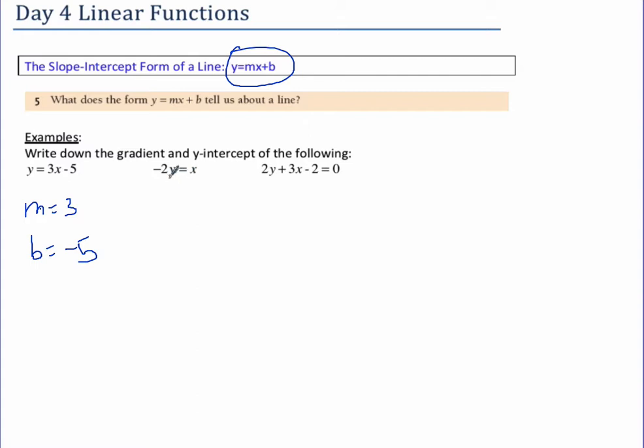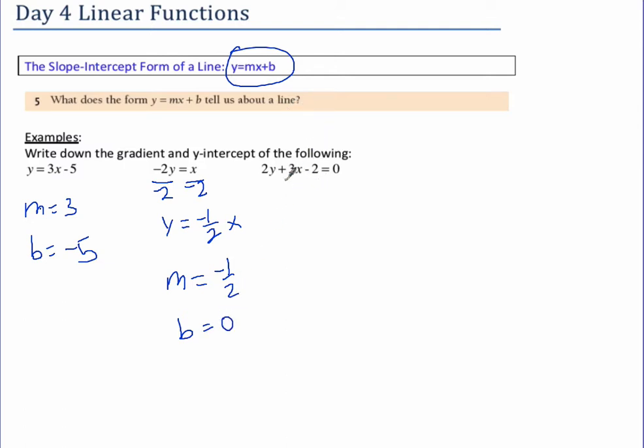Okay, the next example, it's not in the form y equals mx plus b, so we have to change it into that form first by dividing both sides by negative 2. We get y equals negative half x. So the slope here is negative half, and the y-intercept is 0.